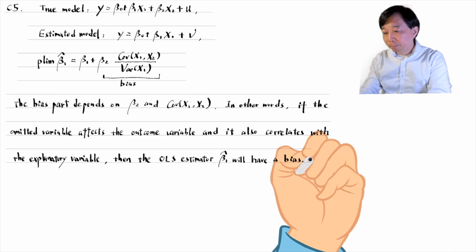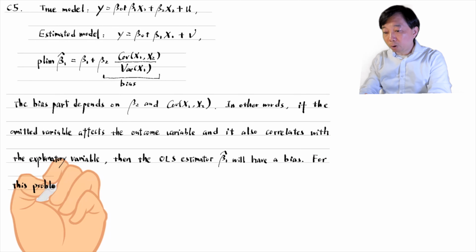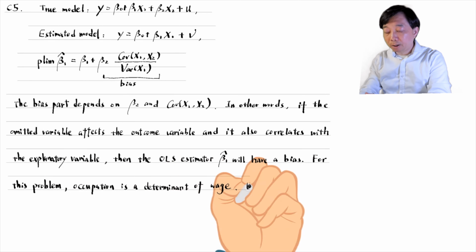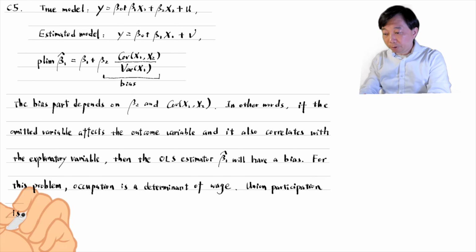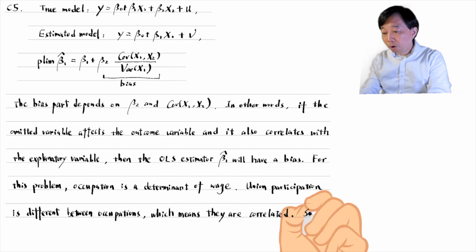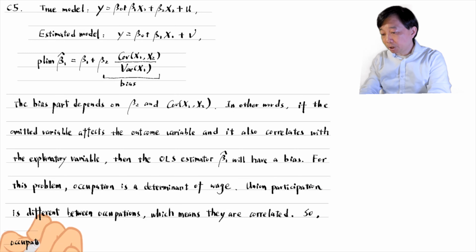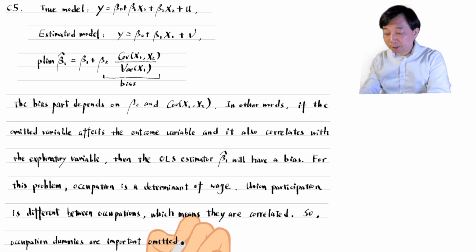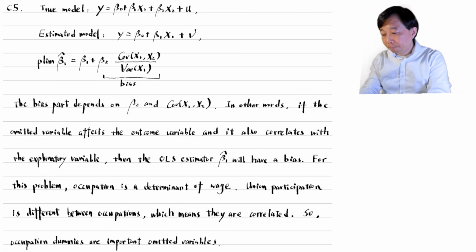For this problem, occupation is the omitted variable. It is a determinant of the outcome variable wage. Union participation is different between occupations, which means they are correlated. So occupation dummies are important omitted variables for estimating the union wage premium in the wage equation.